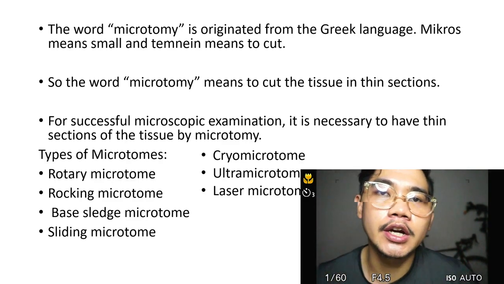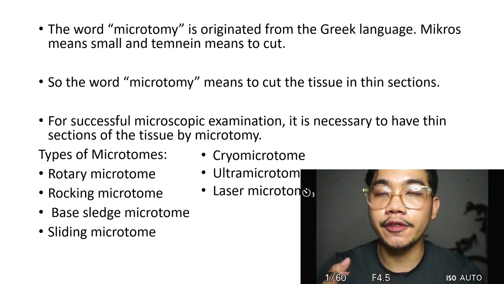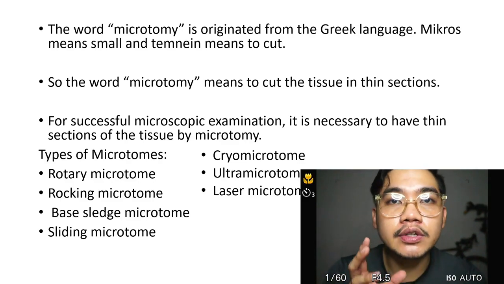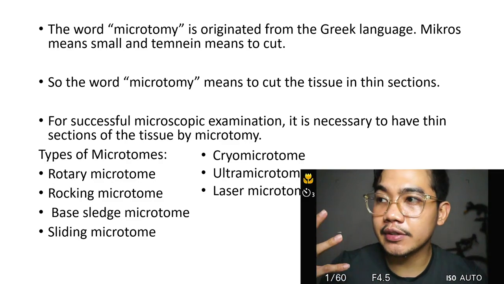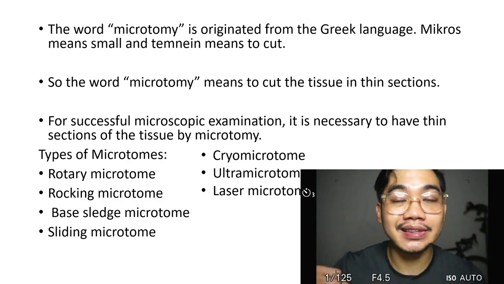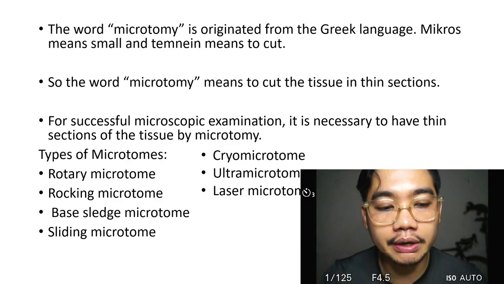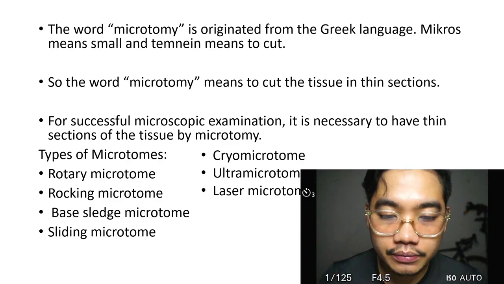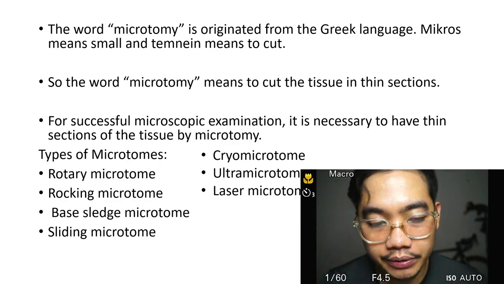So, like I said earlier, microtomy just simply means small cuts of the tissue, in thin sections. We have different types of microtomes. The most common microtome that we use is the rotary microtome, and it's rotary in the sense that there is a rotating flywheel that actuates the movement of the block. We'll see it later. There's also the rocking microtome, the base sledge microtome, the sliding microtome, and the more advanced microtomes, the cryo microtome, ultra microtome, and laser microtome.